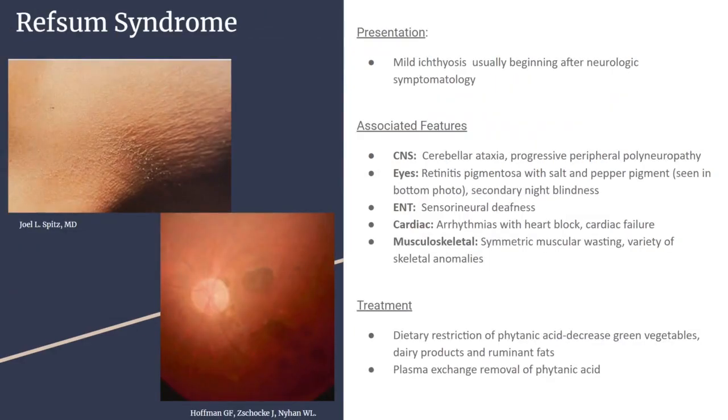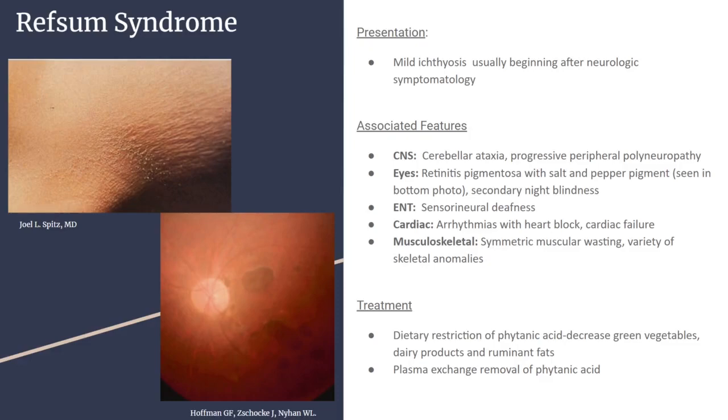All right, moving on, we have Refsum syndrome here. Ultimately, Refsum will have a mild ichthyosis. That's usually at the beginning, before you have any neurologic symptomatology. Now, the associated findings are what's more important for Refsum syndrome as compared to the skin findings. The skin findings seem to signal the inevitable CNS, eye, ENT findings, etc. So let's break these down.